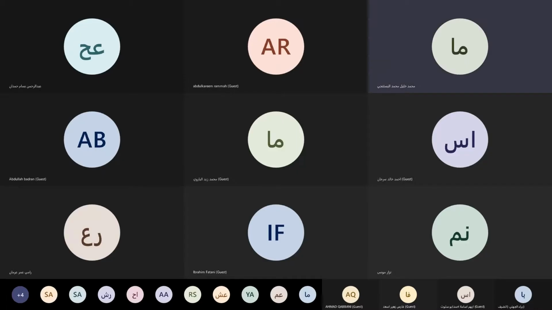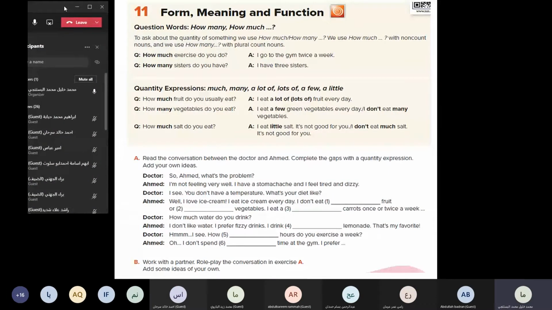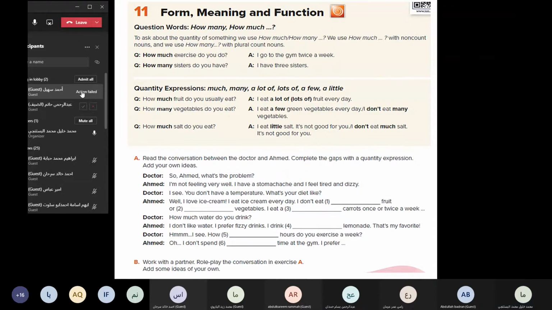Now today we are going to start with lesson 11 from unit 6. Here we are going to talk about the quantifiers, using how many and how much to ask about quantity. Now I think you studied the subject before. To ask about the quantity, we usually use how much and how many. We use how much with uncountable nouns and how many with plural countable nouns. Okay?